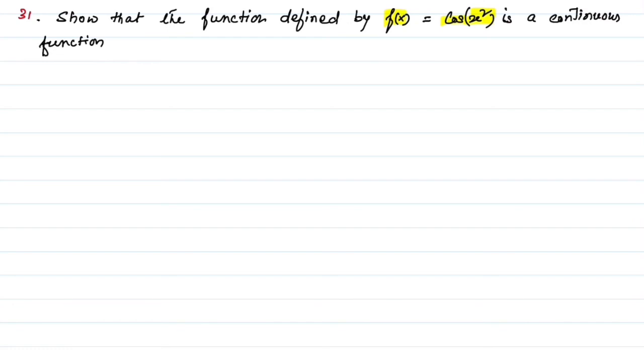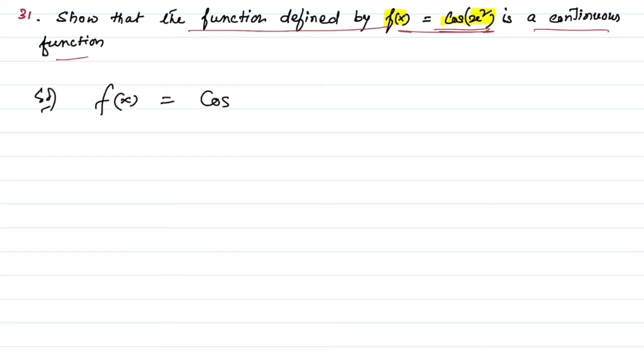Now let me show you how to solve 31. So here, we need to show that the function defined by f of x is equal to cos of x square is a continuous function. So here cos of x square is a function of a function, a composite function. Let us write the given function first. Solution, f of x is equal to cos of x square. So it is a composite function. There are two functions you can assume, one is cos x, another is x square.